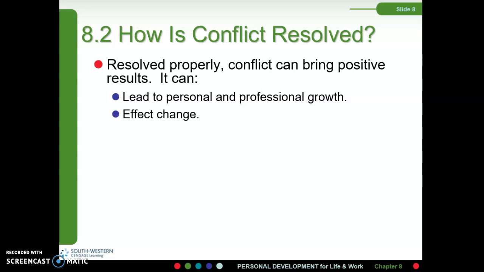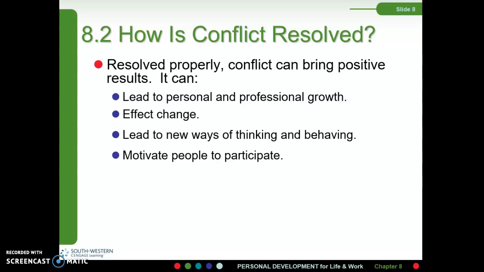It can affect change, positive change. It can lead to new ways of thinking and behaving, because there are several different ways of thinking and behaving. But if you have a conflict that is resolved properly, you'll have a different point of view and say, I didn't think of it that way.